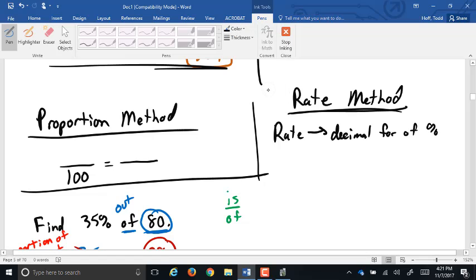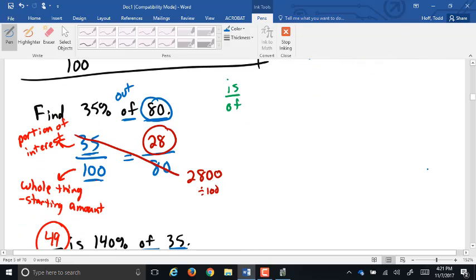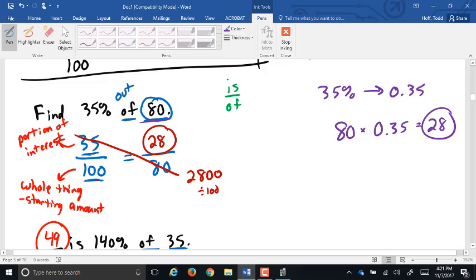So 70% is 0.7. If I'm looking at the first one here, I would start out by taking 35%, and I would make it 0.35. Then I would take that 0.35 and use it to multiply the 80. 80 times 0.35 is 28. Now that seems a little bit easier than the proportion, a little quicker. And for this type of problem, it is.